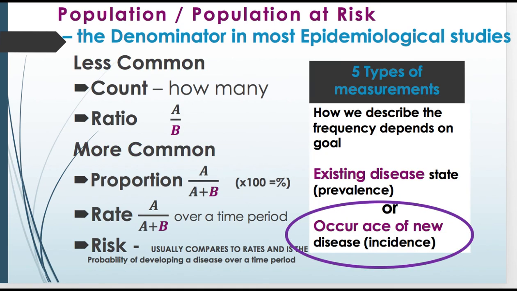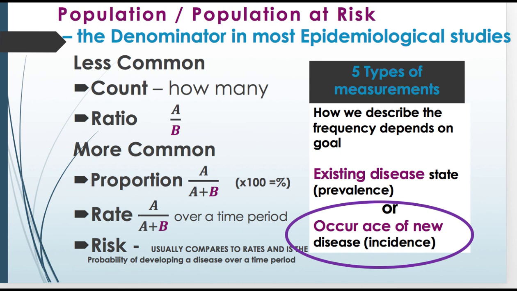There are two main types of categories that we use when we describe disease in a population. One is prevalence, which is the existence of disease. So what's the prevalence of HIV in Butte, Montana versus the incidence? And the incidence is the number of new cases of HIV in a population. So right now we're going to talk about incidence.